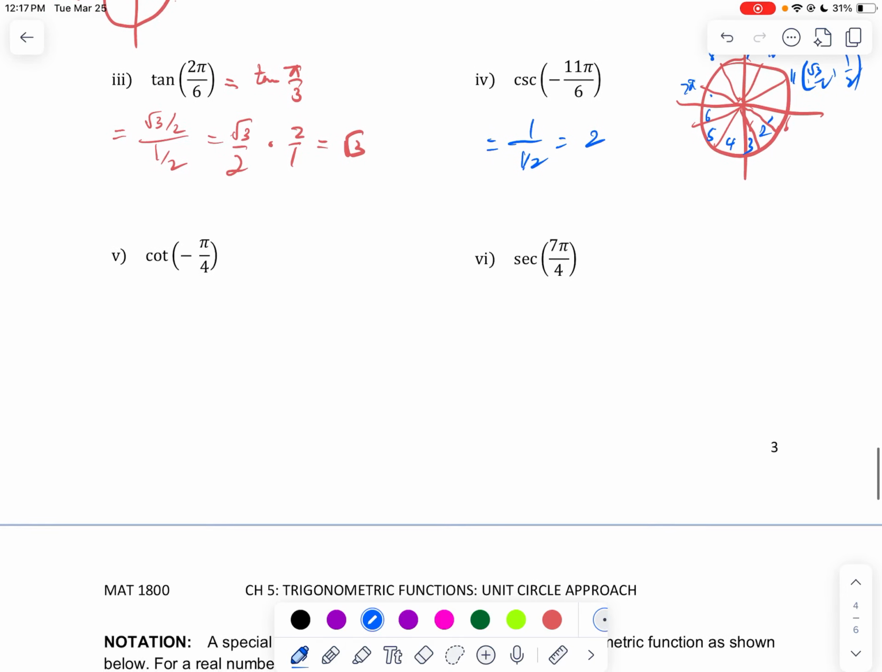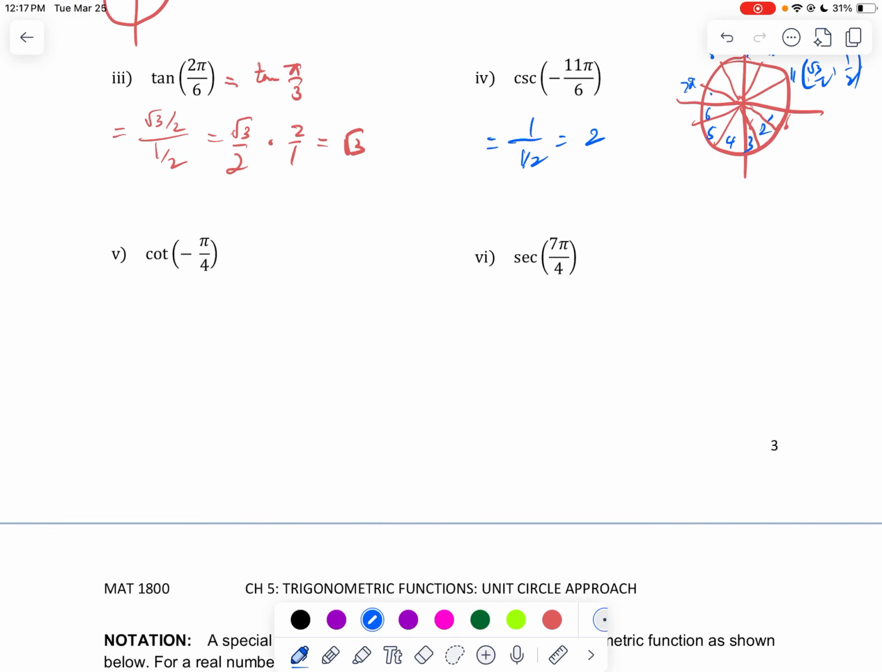The next is saying cotangent of negative pi over 4. So we are moving in the negative direction. So pi over 4 is over here. So what is the terminal point related to that? Well, remember it will be the same as what we have for pi over 4, but the only difference is that now the y coordinate will be negative in this case. So x coordinate and then negative y coordinate.